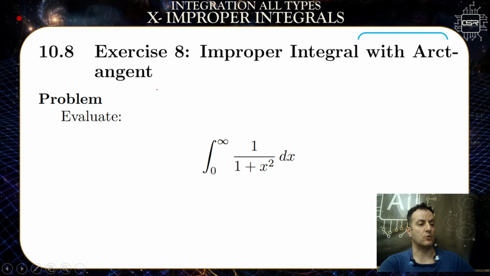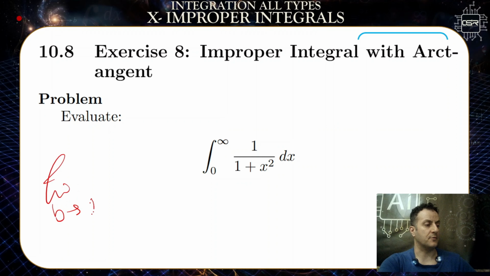Evaluate the integral from 0 to infinity of 1 over 1 plus x squared dx. Now, this is equal to the limit as b approaches infinity, as usual, of the integral from 0 to b of 1 over 1 plus x squared dx.